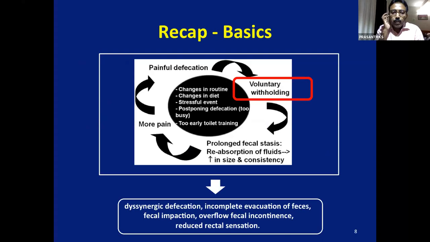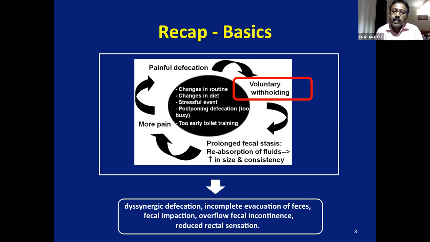So before going to the topic proper, we need to refresh the basics in the pathophysiology of functional constipation. It all starts with a painful defecation due to varying factors. It may be due to a change in routine, especially the child being sent to school, not familiar with the routine, so much so that she finds it difficult to spare time for defecation in the morning. Changes in the diet, especially some new food items being introduced, especially in the case of a breastfeeding baby starting on complementary feed. Some stressful events happening in the family. Too early toilet training has happened in this case.